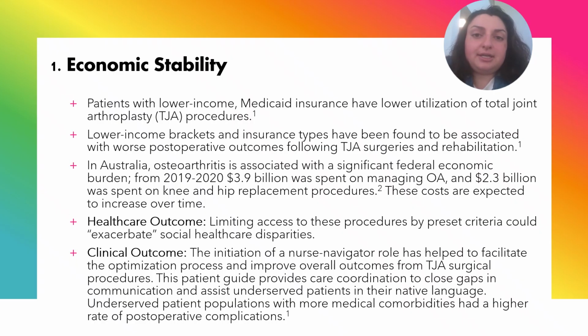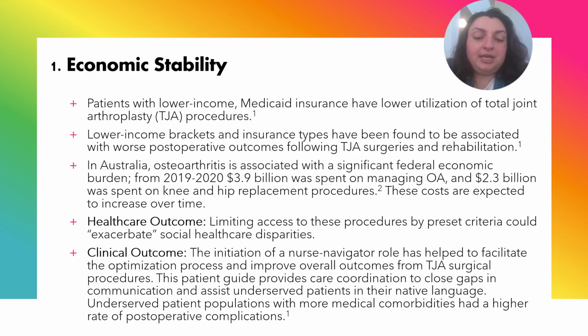So I was looking into studies that discussed the social determinants of health in the context of access to joint replacement surgeries. So here's some bullet points from the 3 different studies I looked into, which has to do with economic stability. It was shown that patients with lower income who have Medicaid insurance had lower utilization overall of total joint procedures. Lower income brackets and insurance types were also associated with worse post-operative outcomes following surgeries and rehab.